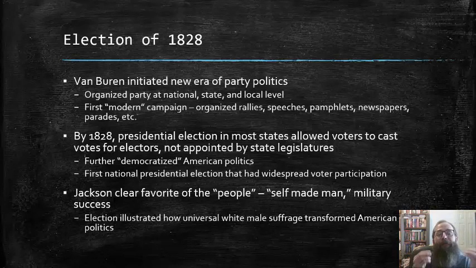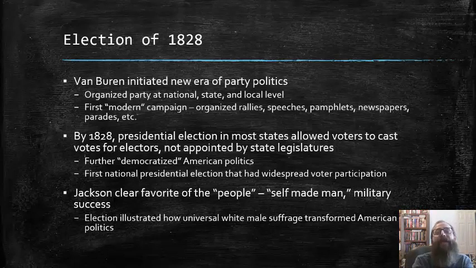Jackson was a clear favorite of the people, your average, everyday, ordinary American, who for the first true time in American politics was highly engaged at that national level. Jackson exemplified that ethos of the self-made man. He was from the frontier, raised in less well-to-do circumstances, and was able to rise through the ranks of American society to the highest echelons. Of course, his military success facilitated much of that rise.